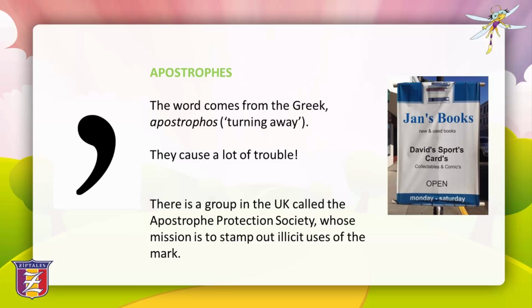Apostrophes. The word comes from the Greek apostrophos, which means turning away in the sense of elision or deletion. It's an odd mark because it looks exactly like a comma, except that it floats above the line. And it causes a lot of trouble. There is a group in the UK called the Apostrophe Protection Society whose mission is to stamp out illicit uses of the mark. It's safe to say that teachers see these sorts of problems on a daily basis.